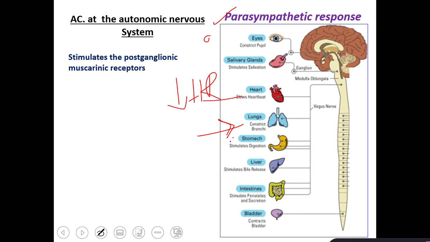How about your digestive organs, stomach, intestine, liver? All of these will be active to help with the digestive processes. Remember that the parasympathetic nervous system is the resting and digesting system. For the urinary bladder, it leads to contraction of the muscle of the urinary bladder, helping with urination.